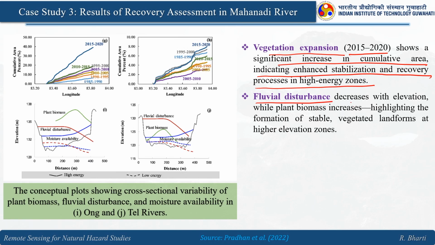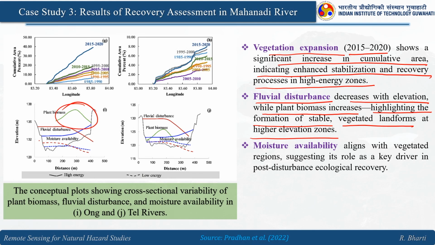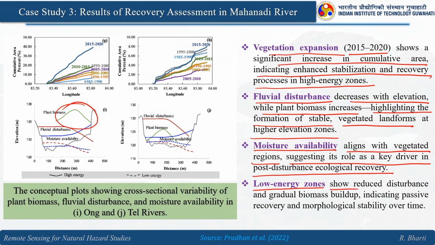And the fluvial disturbances decrease with elevation because the slope will be less, while plant biomass increases, highlighting the formation of stable vegetated landforms at higher elevation zones, right. So, here you can see the plant biomass is increasing, then moisture availability aligns with vegetated regions, suggesting its role as a key driver in post-disturbance ecological recovery. Low energy zones show reduced disturbance and gradual biomass build-up, indicating passive recovery and morphological stability over time.